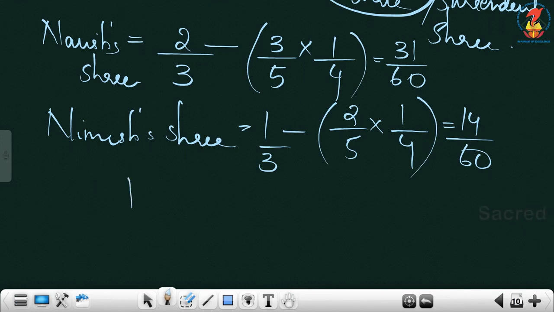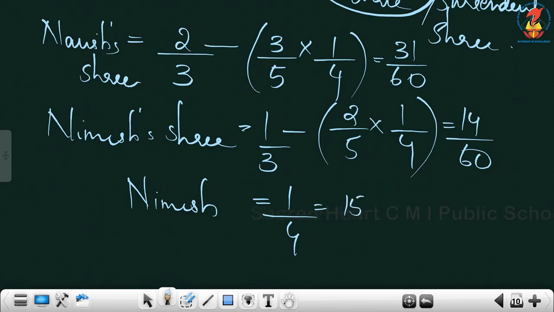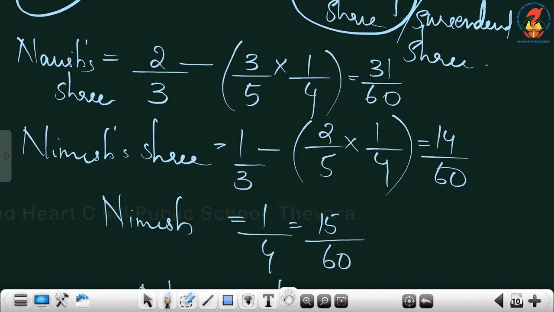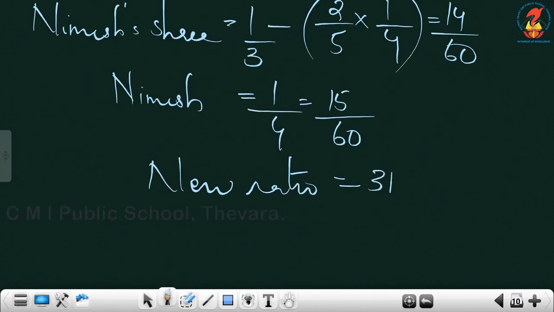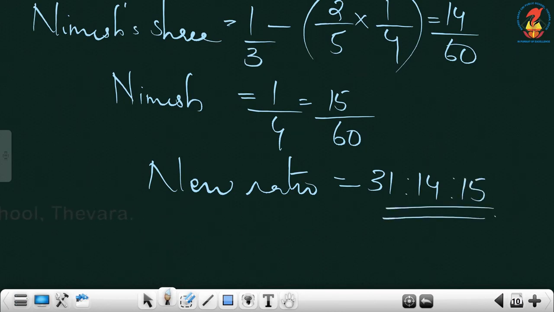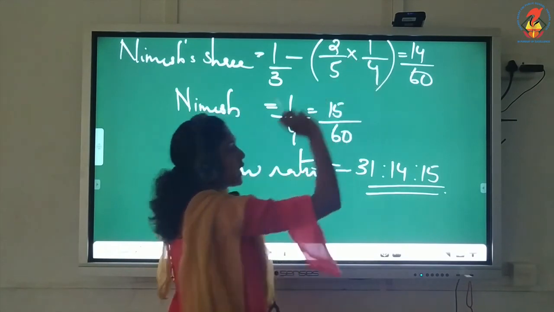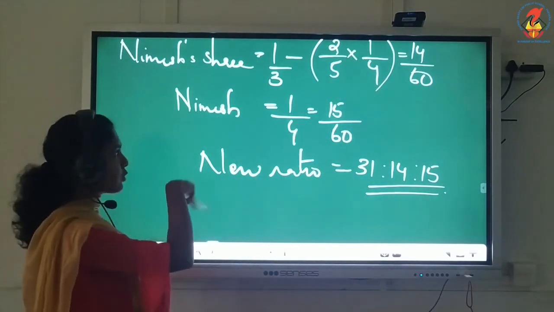Now we have the new partner. What is his name? He is Nimesh. Nimesh is given directly 1/4. We will just convert it into the common base 60, so multiply it by 15. Finally, the new ratio between these three will be, what was the figure here? 31. Yes, 31 is to 14 is to 15. So this is the new ratio between partners. What you have to remember is when you take this sacrificed proportion, multiply it by the new partner's share. Then do the calculations very carefully.